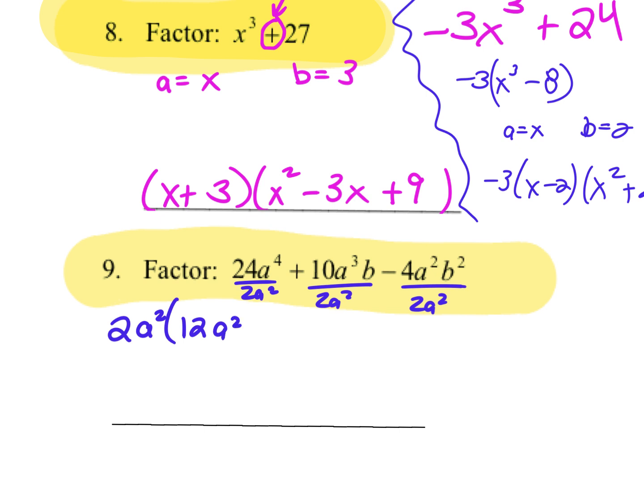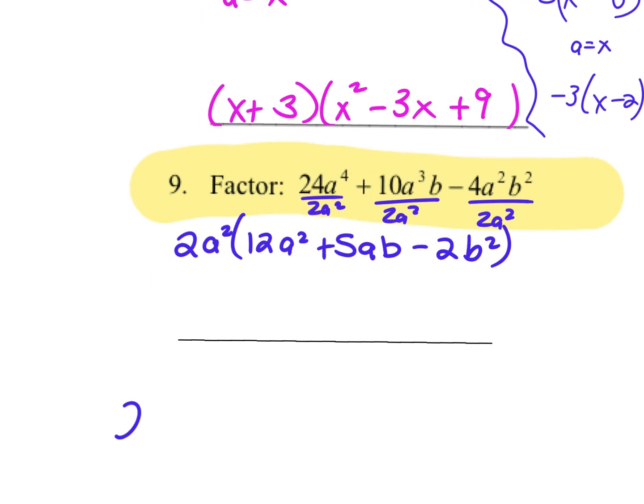What's 10 divided by 2? 5. So 5ab, correct? And then I have what? Negative 2. Minus 2b squared. Okay, this problem's a tad bit different because it has 2 different letters. No big deal. Your 2a is staying here, 2a squared, with your answer. Rewrite it down at the bottom if you need to so you don't forget.